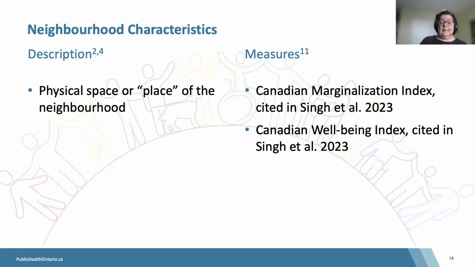Are there third spaces? So, for example, again, in my building, we have an outdoor swimming pool in the summertime, and most of the friends in my building I have met in that swimming pool. That is my third space, the space outside my living space or my workplace where I get to connect and meet with people. So there was one paper that measured neighborhood characteristics, Singh et al., but again in a slightly different way. Singh used the Canadian Marginalization Index and the Canadian Well-Being Index as proxies for neighborhood characteristics. So they were trying to draw a line between deprivation and well-being to neighborhood characteristics there.